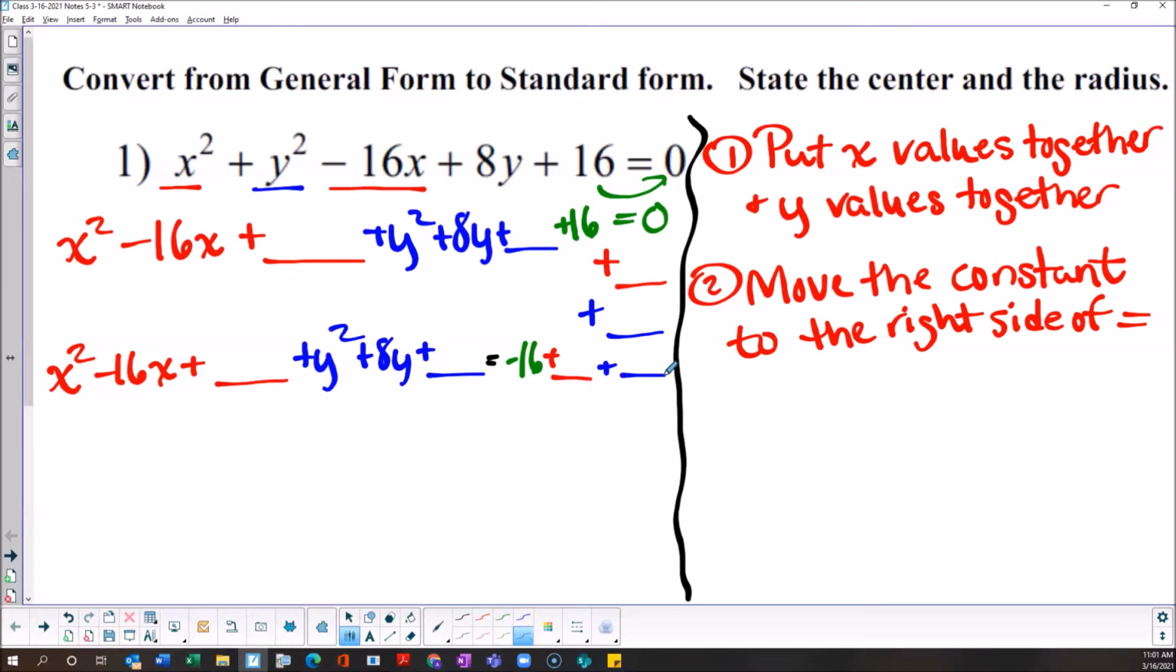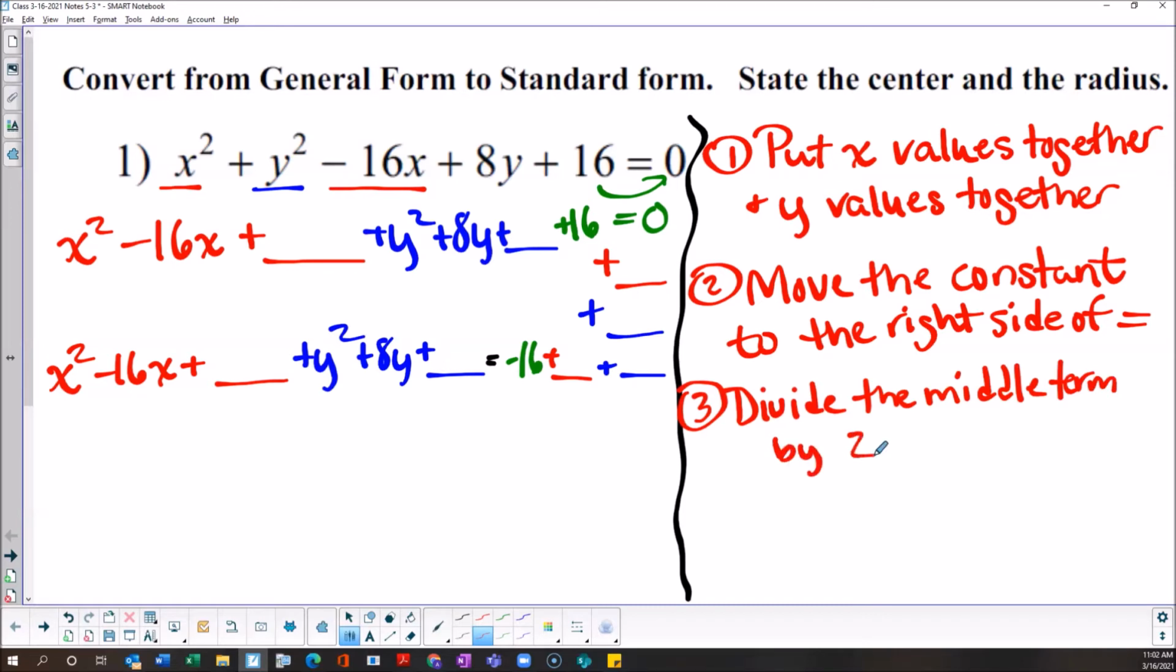All right, so now what I'm going to do is complete the square for the x's, and then do it again for the y's. When I do that, I'm going to divide the middle term by 2.